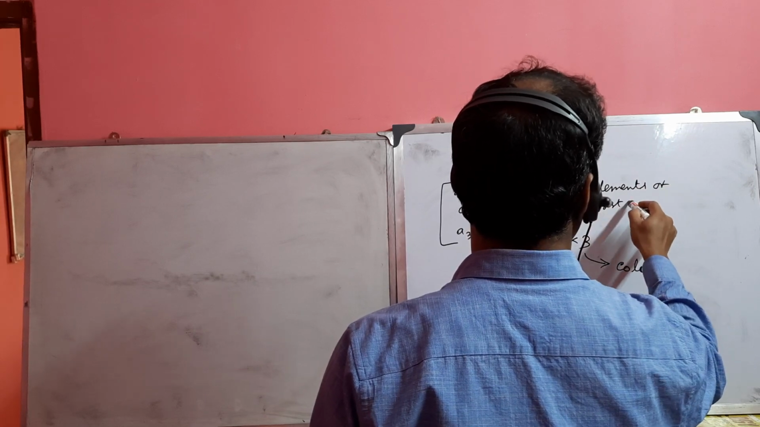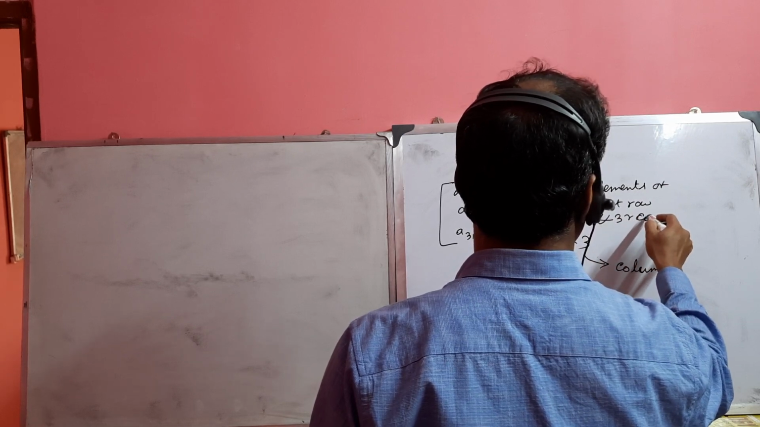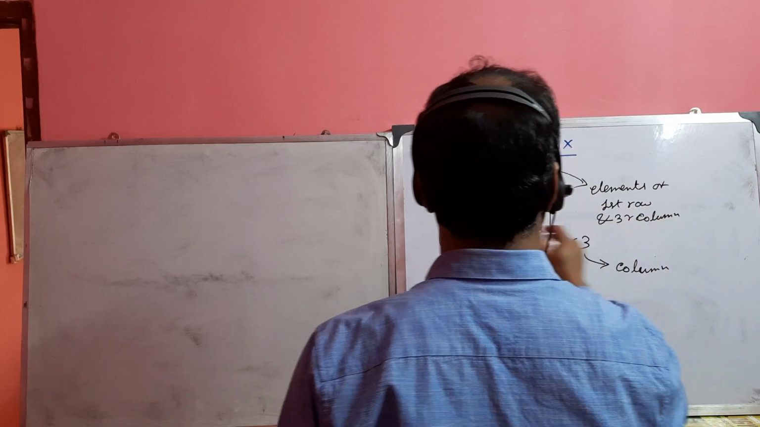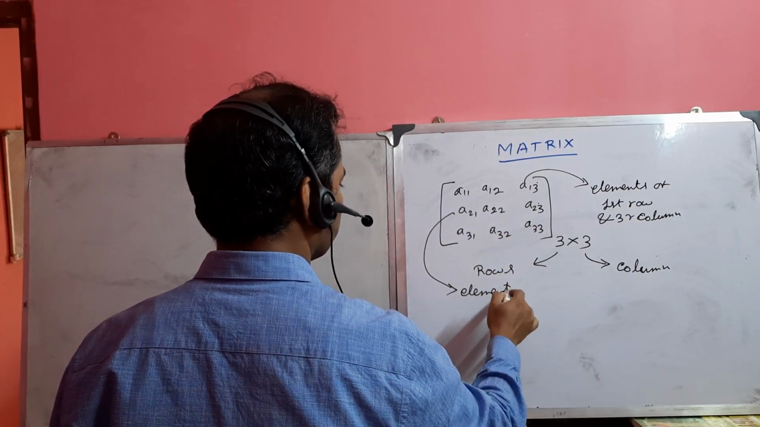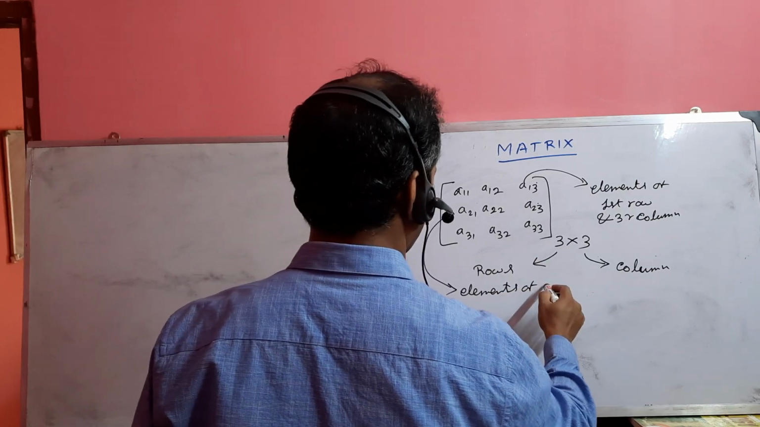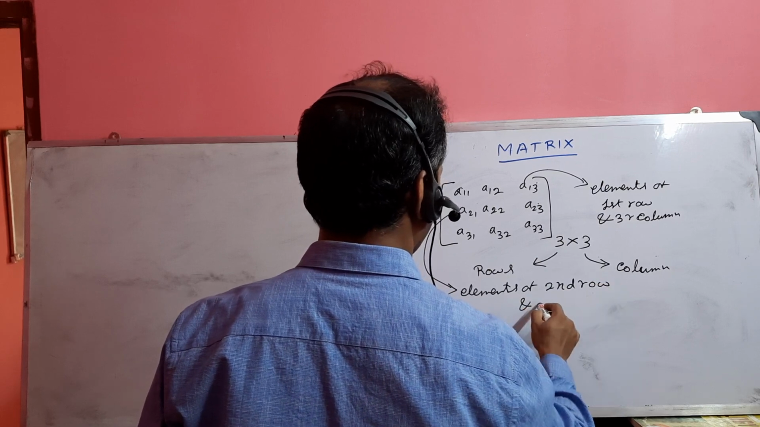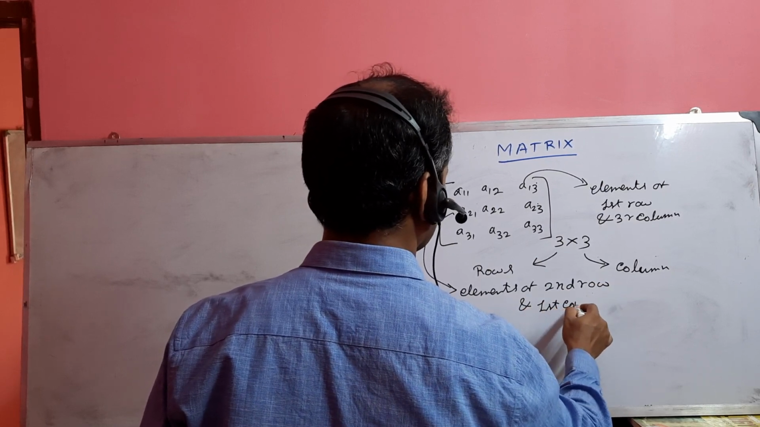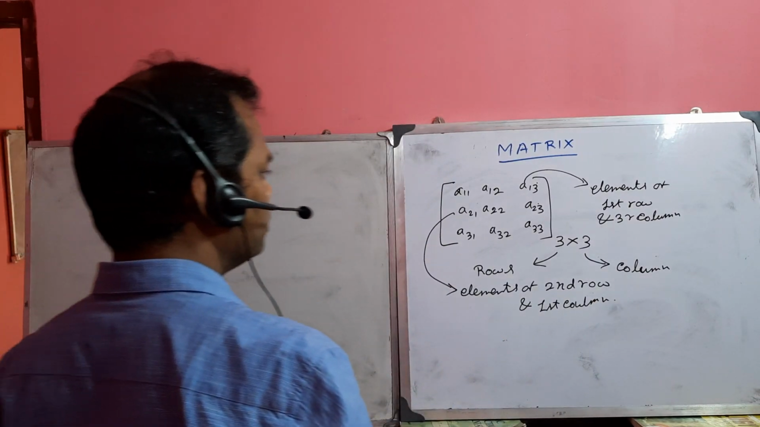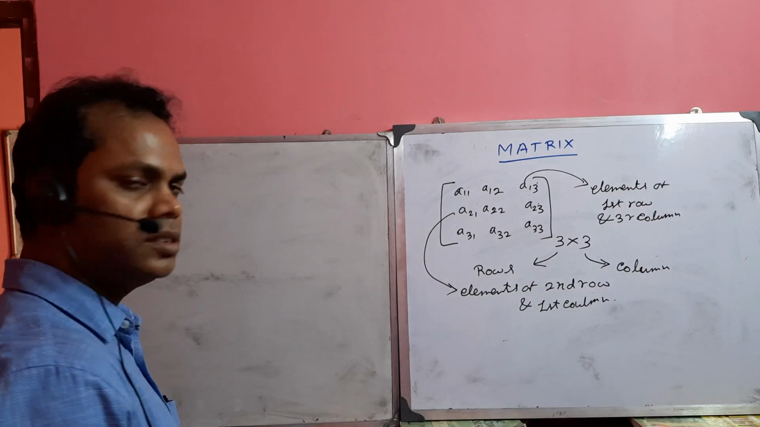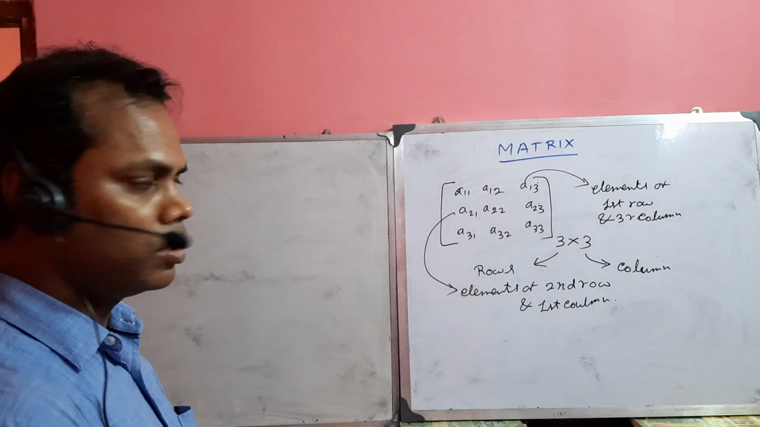This one is the element of the first row and third column. This one is the element of the second row and first column. Or you can say this is a square matrix. Why is this a square matrix? Because here the number of rows is equal to the number of columns.